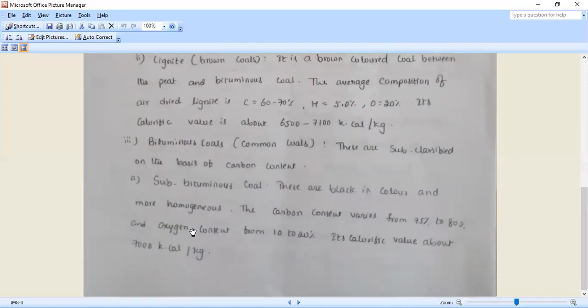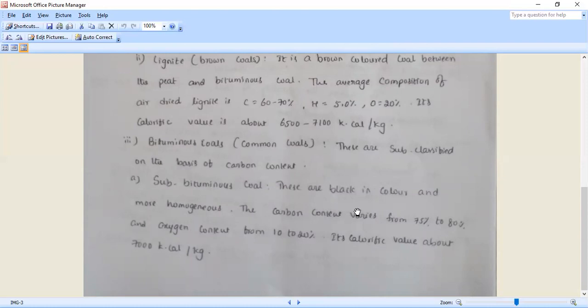So earlier we discussed that as we go toward anthracite, the carbon content should increase and the calorific value should increase. Volatile matter, ash content, and some compounds like hydrogen, oxygen, sulfur, nitrogen, and other impurities should be reduced. Earlier we discussed that.